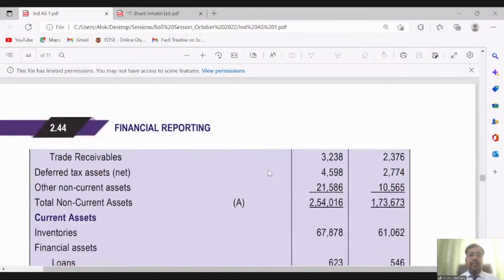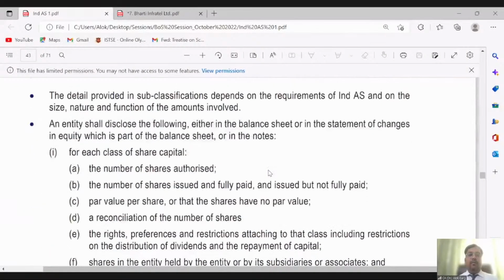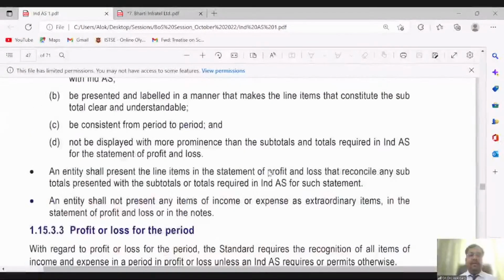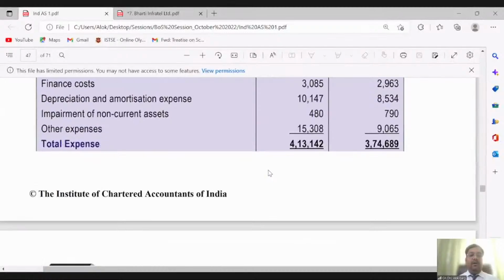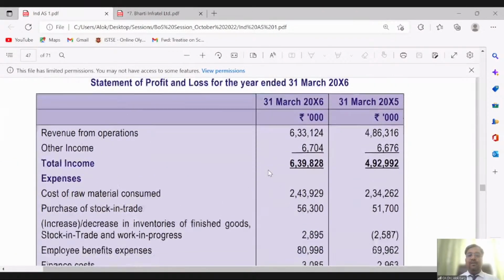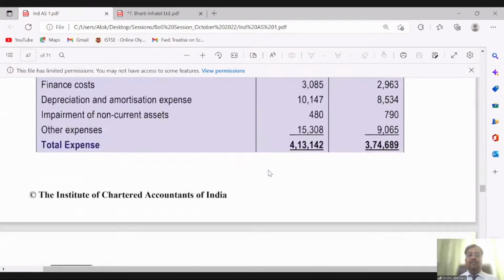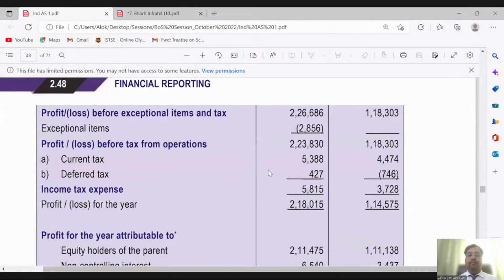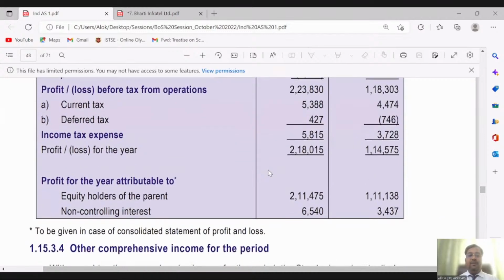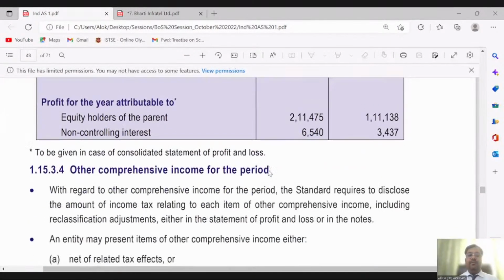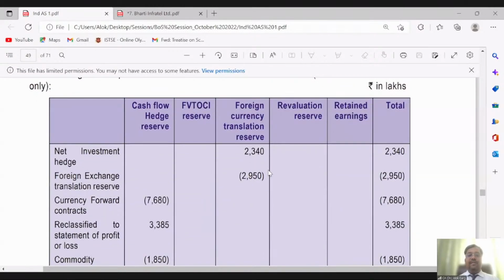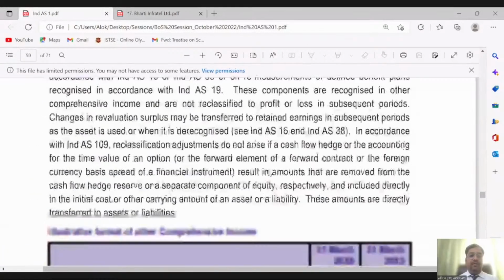Let me show you what are the items which are there in OCI, just as a part of protocol. So this is your statement of profit and loss. I have already shown you total income, expenses, PBT, profit and loss before exceptional item and tax, profit and loss before tax from operations and tax. This is profit for the year. Okay. Then your other comprehensive income is there. You can see, let me show you the next thing.